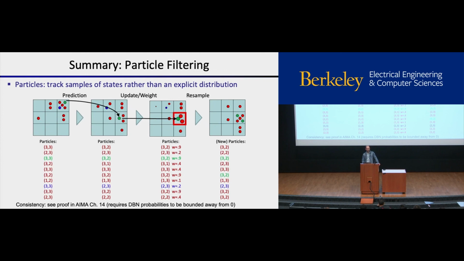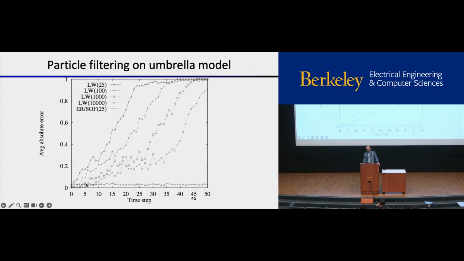This is a consistent algorithm for sampling. You can see a proof of that in the textbook, provided that the probabilities assigned by the dynamic Bayes net are not too small. If you had probabilities that were 0, there are a couple ways things could go wrong. Okay. And then you get something that's down at the bottom. It can go on and on and on, and the absolute error will stay very small. And this is just with 25 particles.